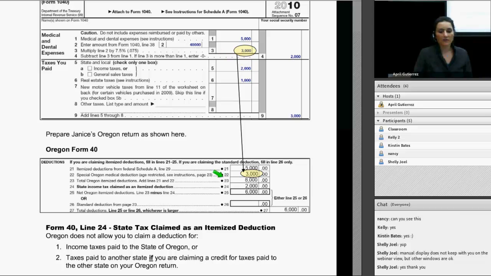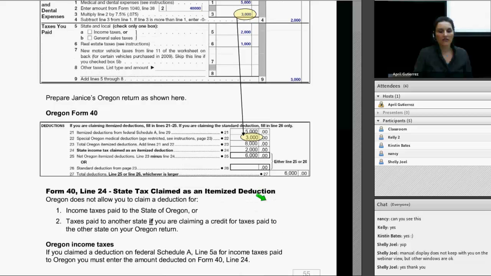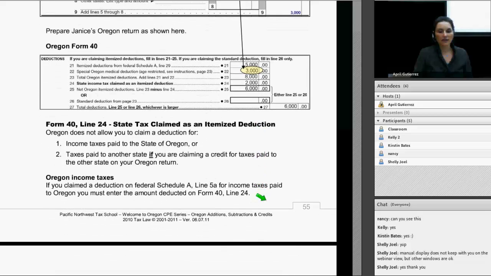So the 3 is an increase to Oregon itemized deductions, and that takes Oregon itemized deductions up from 5 to 8. The next step is to subtract out Oregon income tax claimed as an itemized deduction, and in that case it's $2,000, as we see on line 5. And that gives us net Oregon itemized deductions of $6,000. That carries to line 27. And we're done with that exercise.